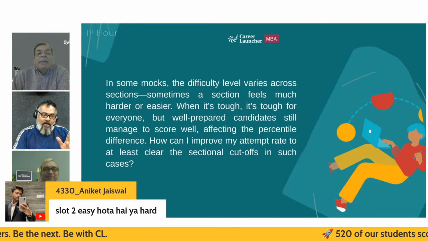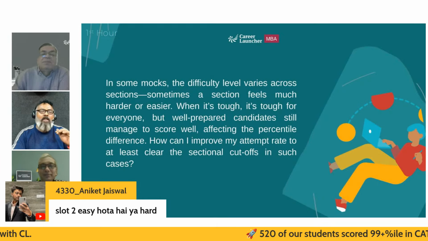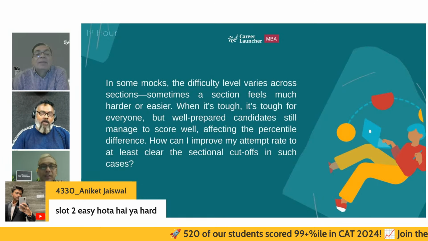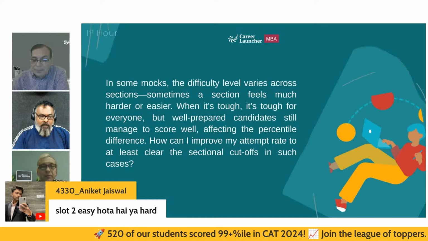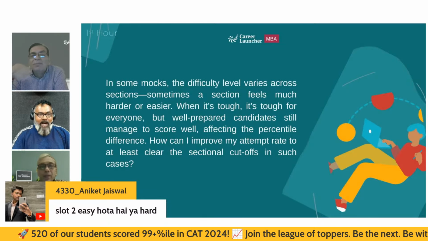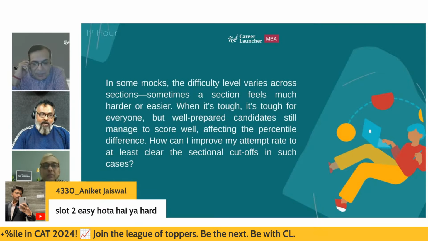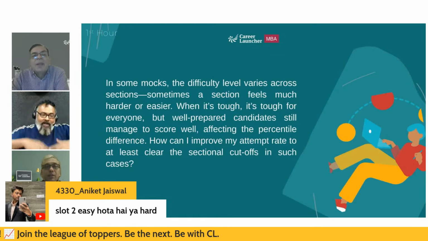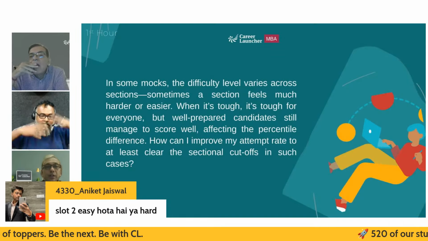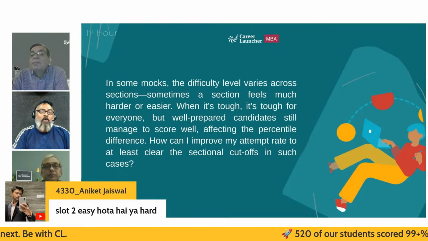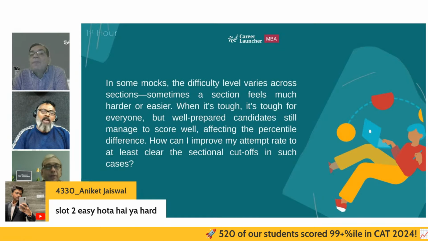First of all, if the paper is hard or easy across slots, the CAT will take care of that problem. Yeah. By way of scaling. Right. If it turns out to be easy, it's going to be scaled down. If it turns out to be difficult, it's going to be scaled up. So you are worrying about a problem that CAT will anyway take care of.